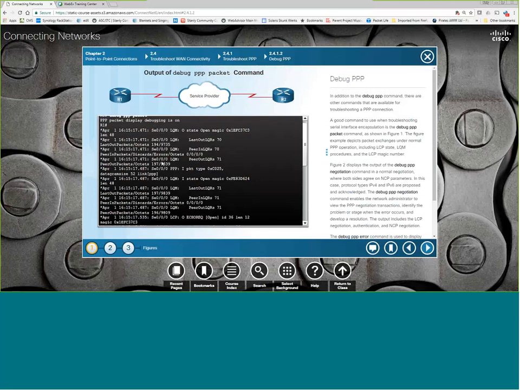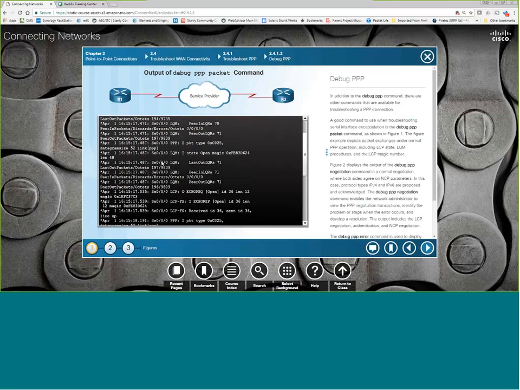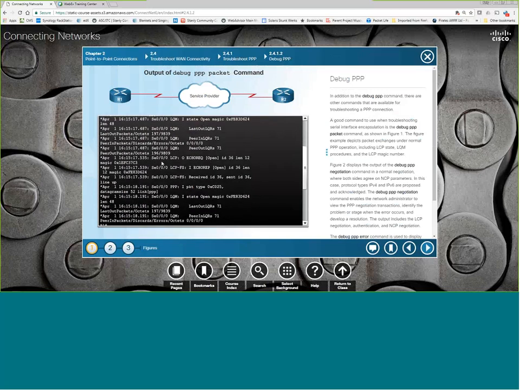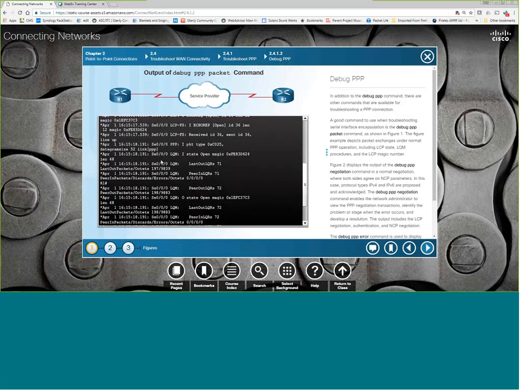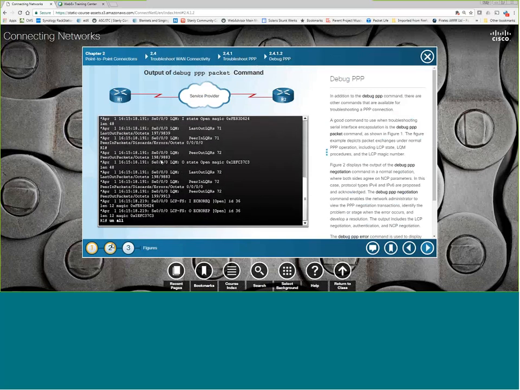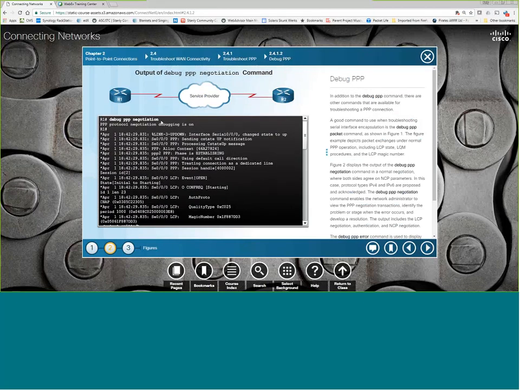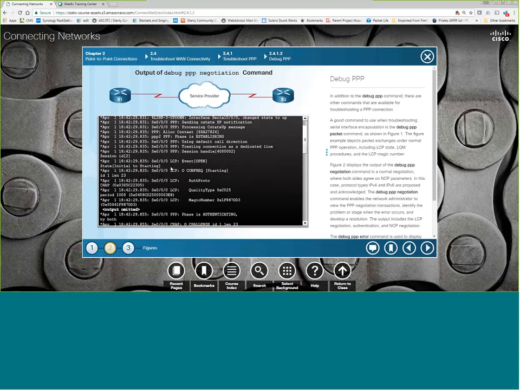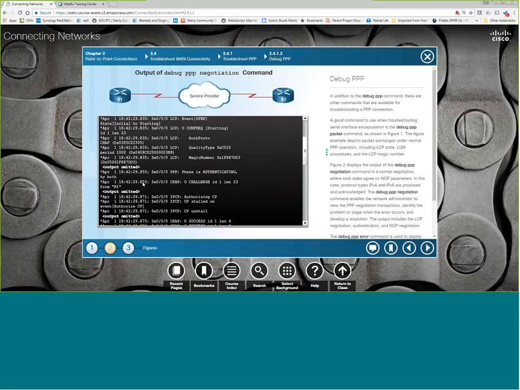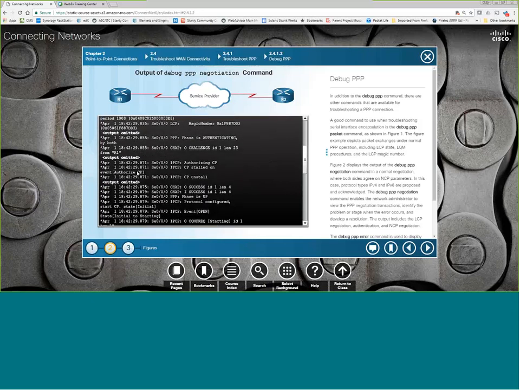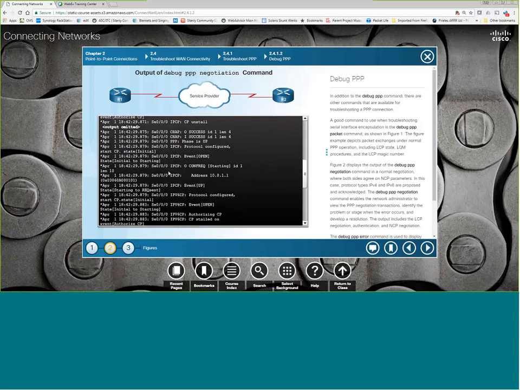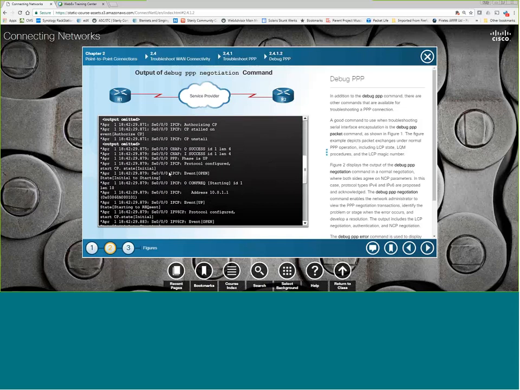So LCP is, this is actually open, so it looks to me like it's working. So PPP is open. Debug PPP negotiation. See, this is going through. Say it's authenticating. Here's the challenge, and then you can see if it's a success or not. And then you see this actually opened up IPCP, so authentication worked, and you've got IPCP up and running.